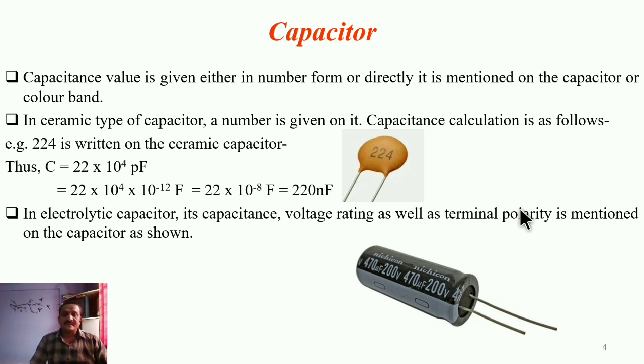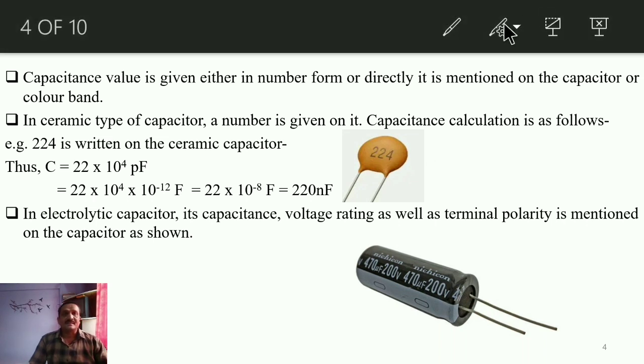Now the capacitance value is given either in number form, or directly mentioned on the capacitor, or again it is available in color band. In the ceramic type of capacitor, a number is given on it. As shown over here, the capacitance calculation can be done. The example taken is a ceramic capacitor, and the number written on it is 224. So how is the capacitance of this ceramic capacitor determined from this given number?